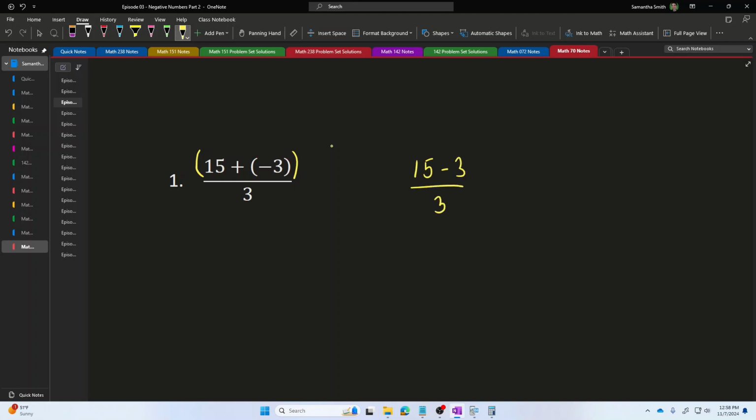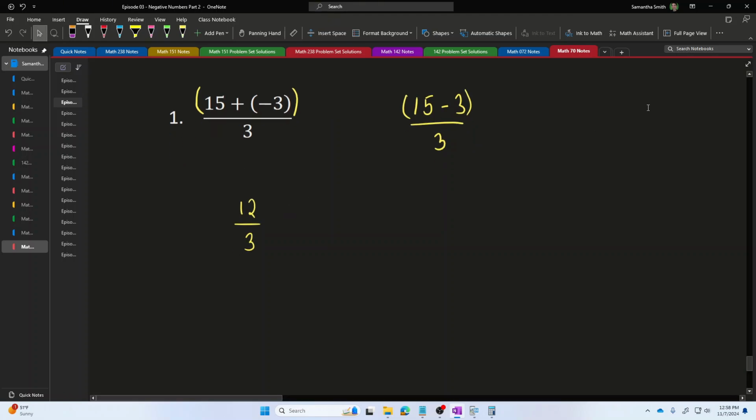Now, if I have 15 objects and I remove 3 of those objects, then I'm down to having only 12 objects. So now I have 12 and I'm dividing them into 3 groups, or I'm dividing them into groups that have 3 objects in them. The result of that division is 4. 12 divided among 3 people, each person is getting 4 units. So 4 is my answer to this question.